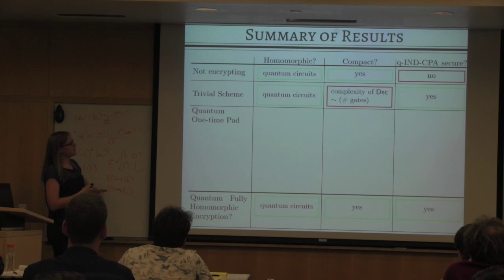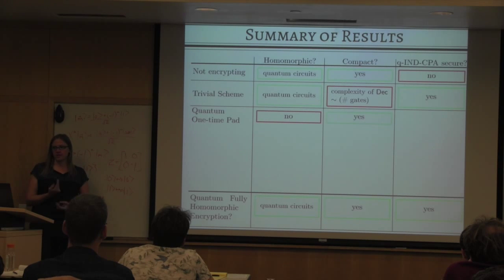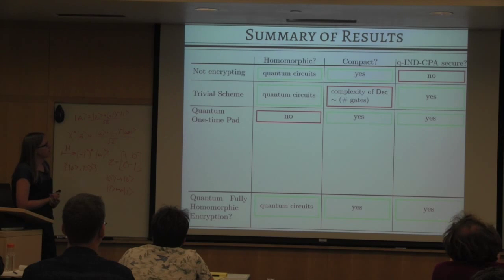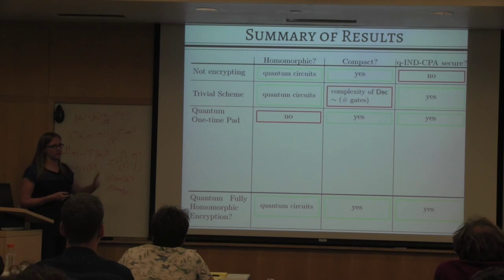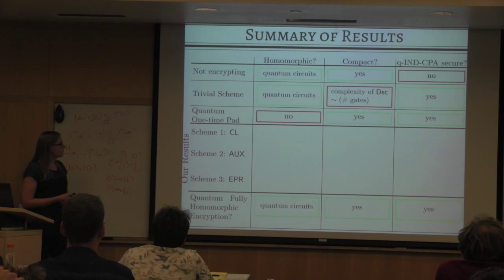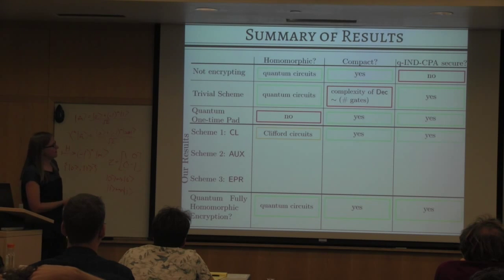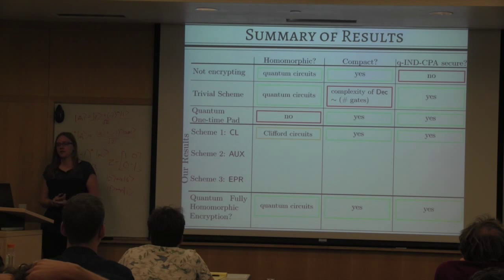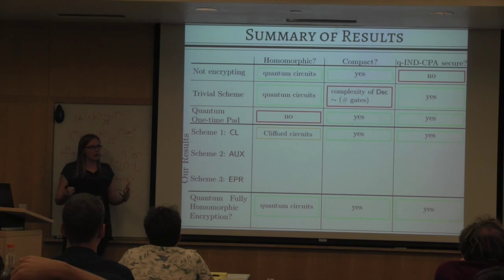And then if we encrypt in some way, like for example the quantum one I have showed, this is not homomorphic, but it is compact and it's actually information theoretic. So we want to try to get something that improves upon this. And so we have three schemes. Our first scheme, which we call CL, is homomorphic for Clifford circuits, and it's compact. So this can be seen as an analog of the classical scheme that is homomorphic for linear circuits.